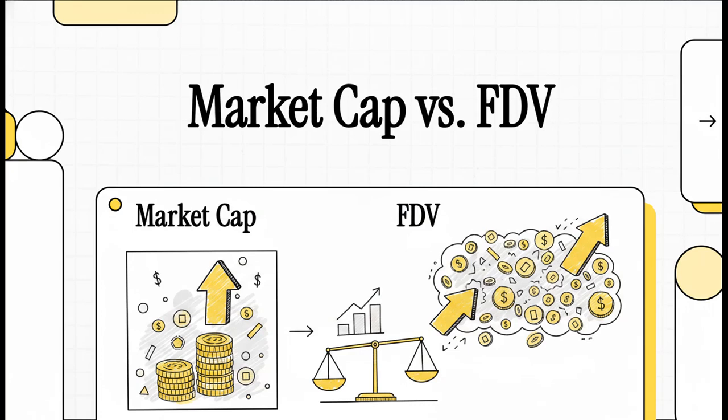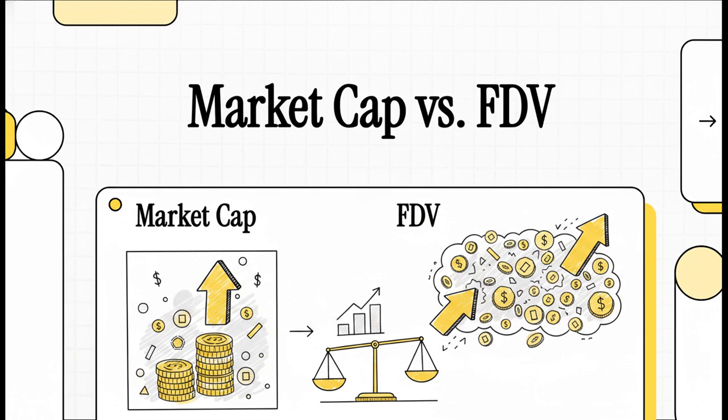All right, let me ask you something. How is it possible that a crypto token priced at just 1 cent could actually be way more expensive than another one that costs $100? I know, it sounds like a riddle, right? But it's not. It's actually the key to understanding how crypto is really valued. So today, we're going to unravel that mystery.